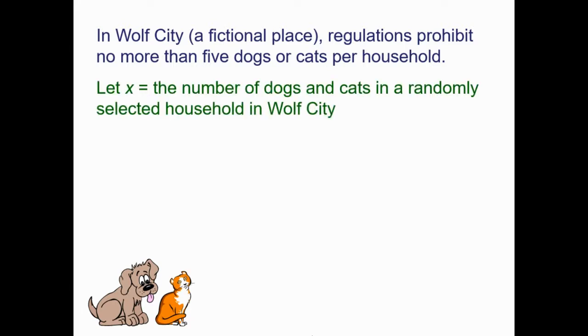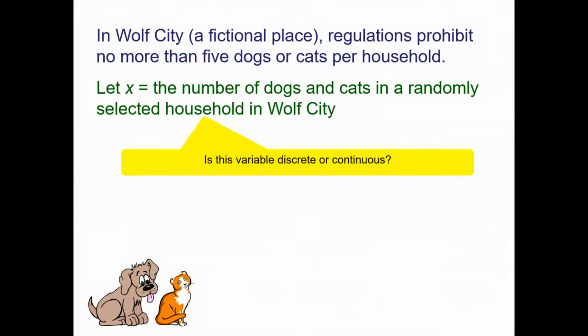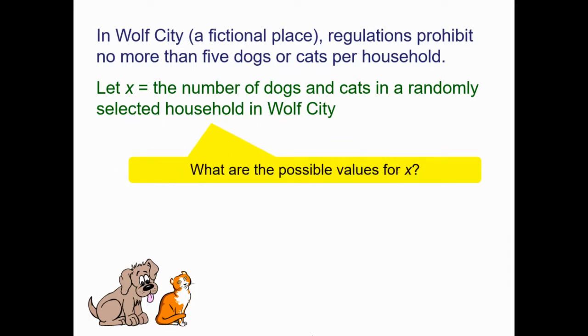let's let X be the number of dogs and cats in a randomly selected household in Wolf City. Is this variable discrete or continuous? Discrete. It's definitely discrete. What are our possible values for X? 1, 2, 3, 4, 5. Those are most of the values, yes. 0.